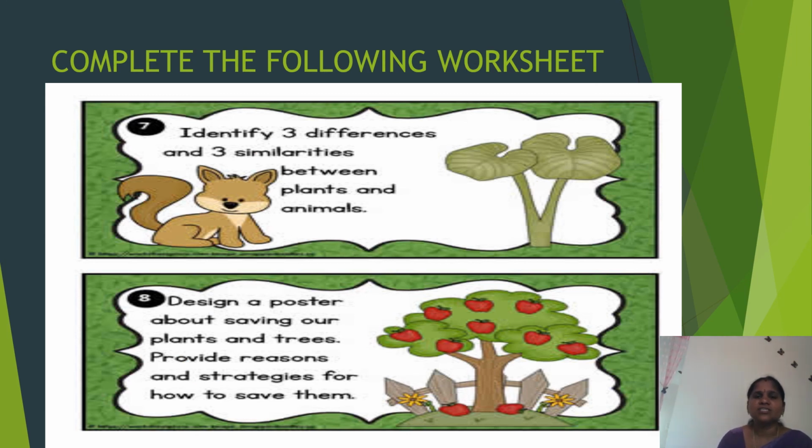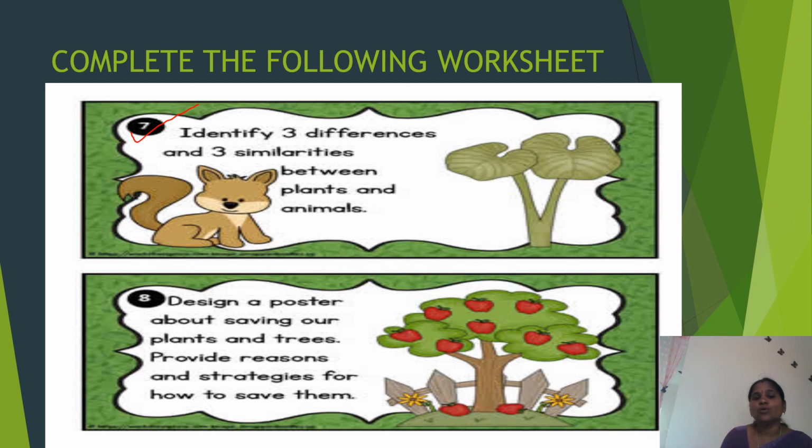So there are differences in movement, eating habits and reproduction in different ways. Plants have many differences from animals. Now complete the following worksheet. First: identify three differences and three similarities between plants and animals. What three similarities can you find, and what are the three differences between these two? You have to write in your book.